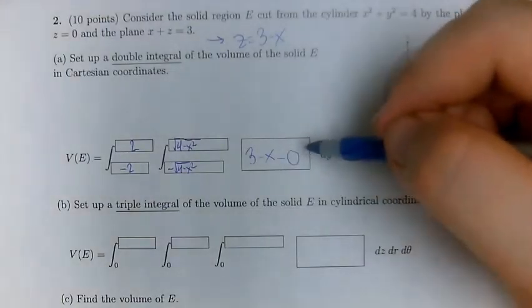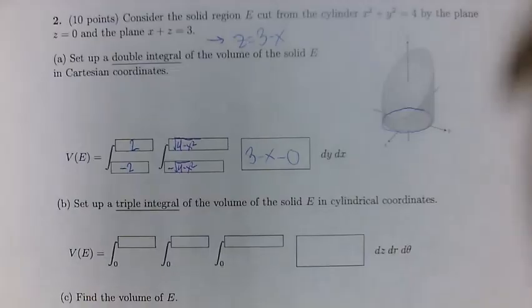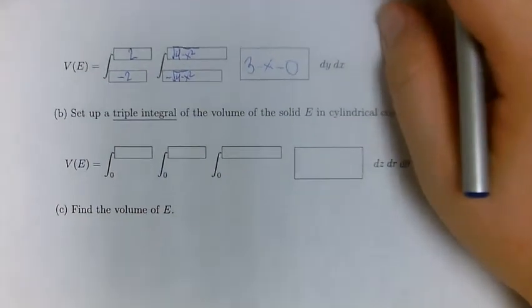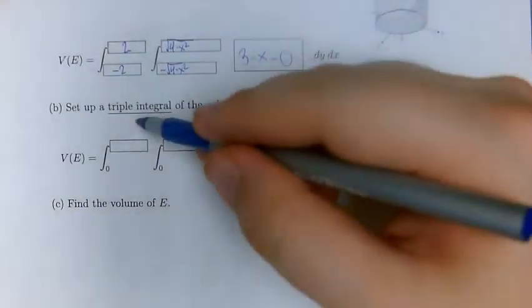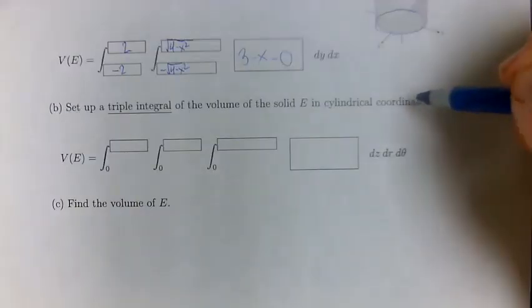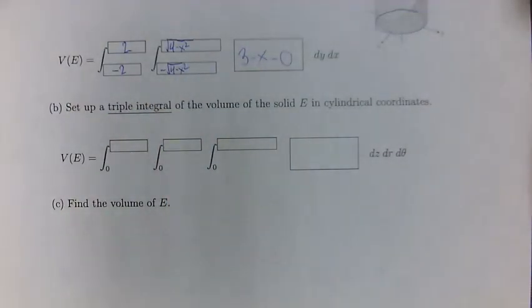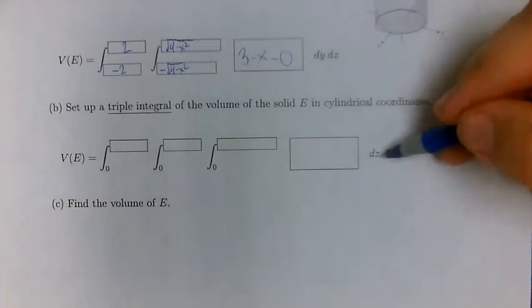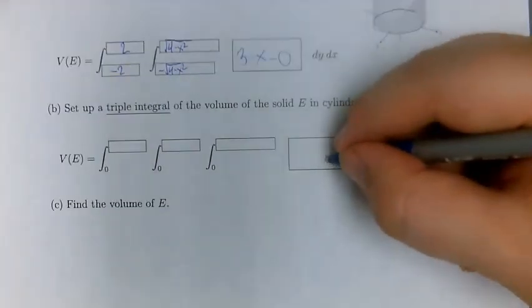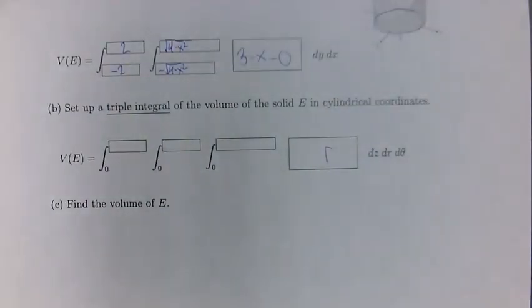Looking at this, it may not be too bad to do this integral with Cartesian coordinates, but I think we could probably do better elsewhere. Let's try to set this up using cylindrical coordinates now. And this time it's a triple integral. So when we do a triple integral to find volume, we're just integrating 1 dV. But dV, in terms of cylindrical coordinates, is r dz dr d theta. So we can't forget to put our r right here.